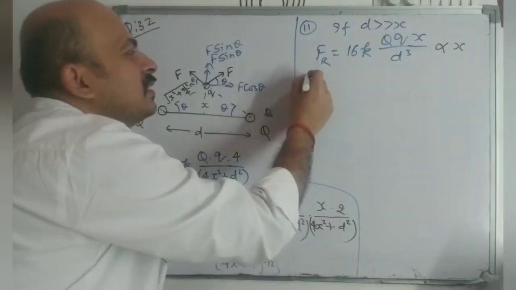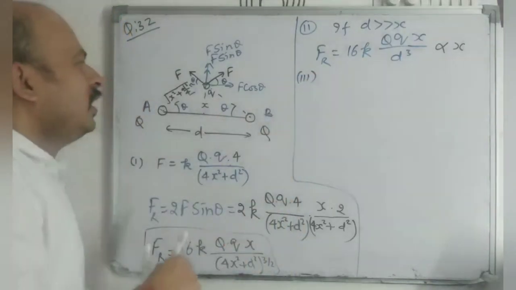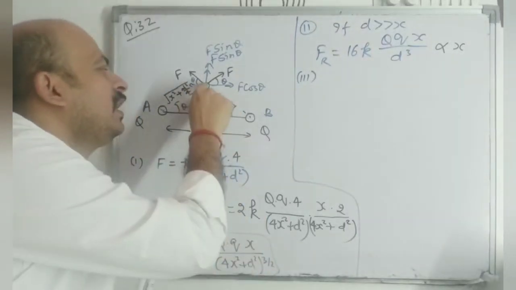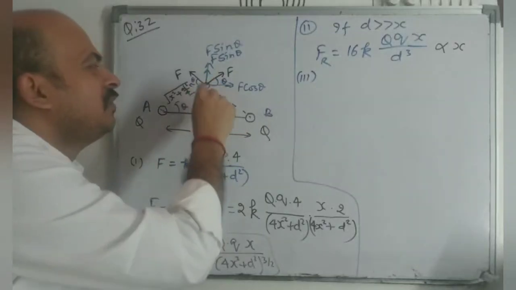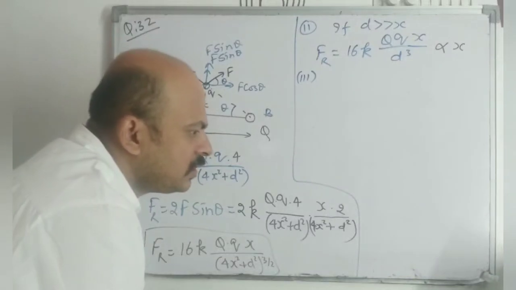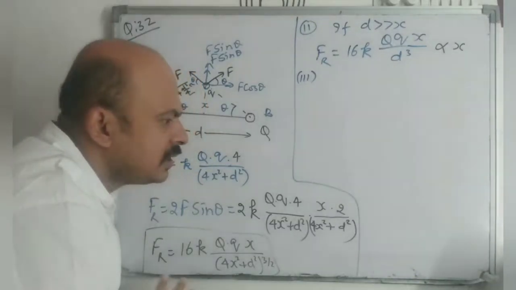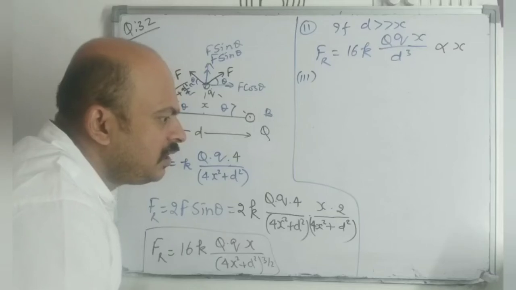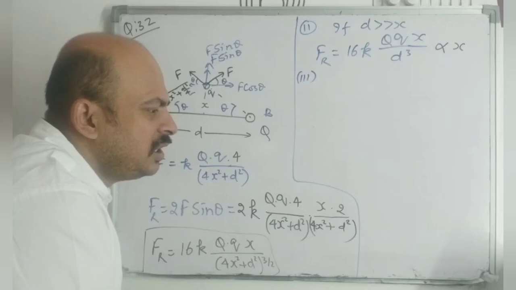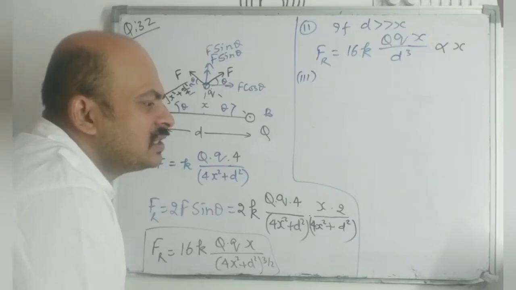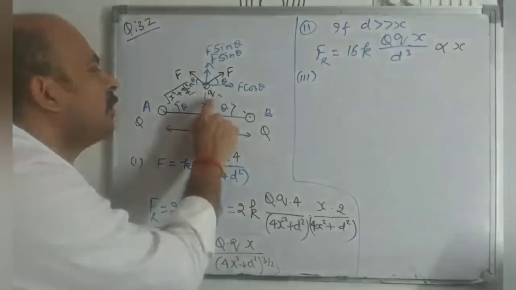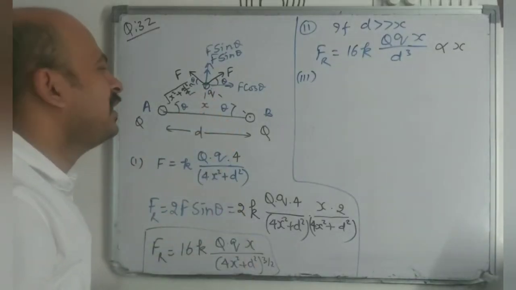Third case: prove that if the particle is displaced slightly, it executes simple harmonic motion if released freely. The third part is, under what condition will the particle C execute simple harmonic motion if it is released after such a small displacement? So the condition will be that the charge should be negative and the displacement should be very small.